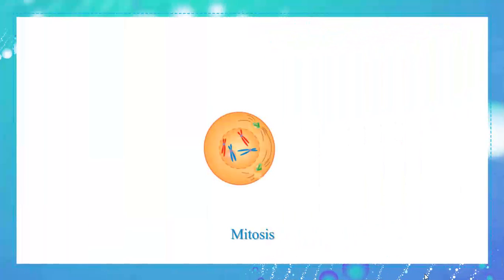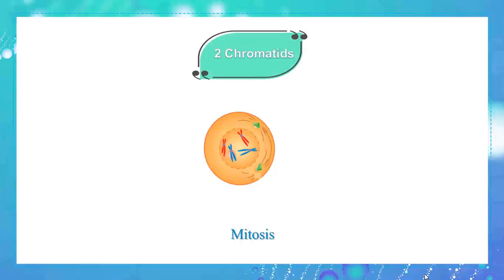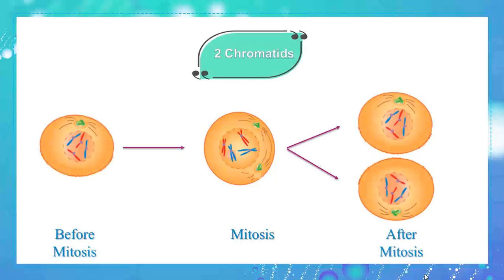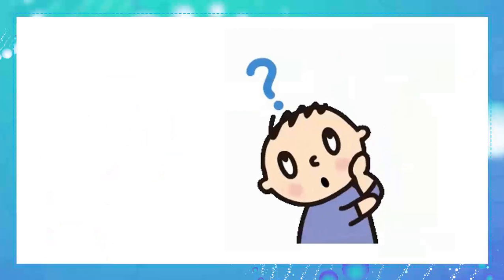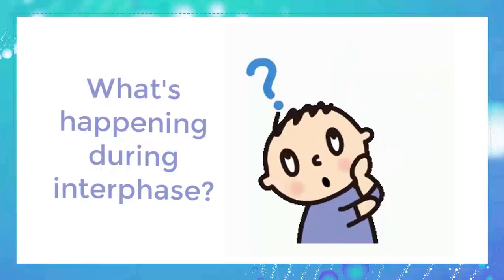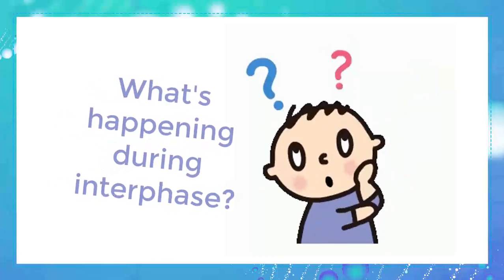This cell is found during mitosis, having chromosomes with 2 chromatids. However, after and before mitosis, this cell normally has chromosomes with only 1 chromatid. So how is this possible? How does 1 chromatid become 2 for each chromosome? The solution lies in the process happening before mitosis, the interphase. So our talk in this lesson will be mainly about what's happening during interphase.